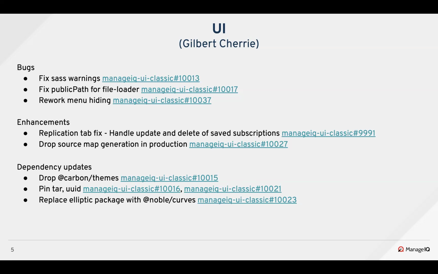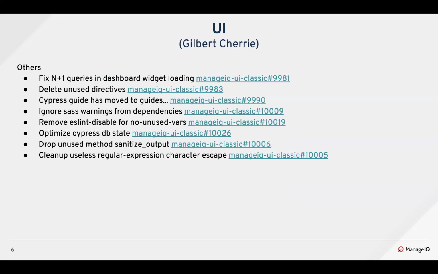For dependency updates, we had a lot of dependency updates. Some of the important ones, also dropped the Carbon Themes package and also pinned the tar and UUID packages. Jason also replaced elliptic package with @noble curves. Next slide. And then some other PRs, Joe fixed the N+1 queries in the dashboard widget loading.